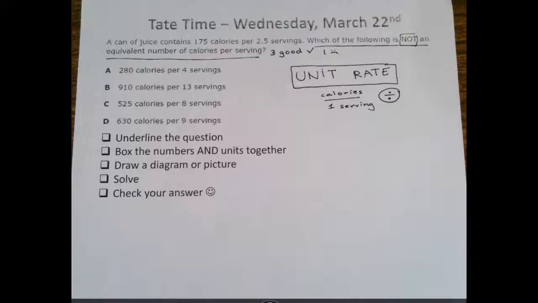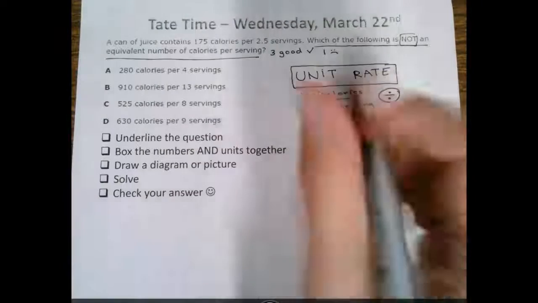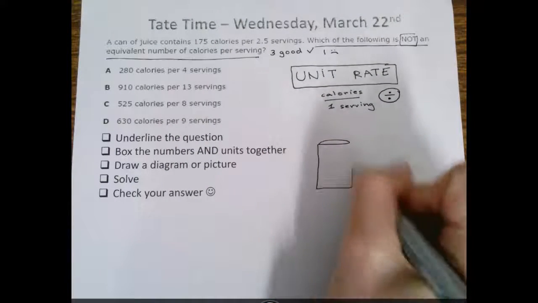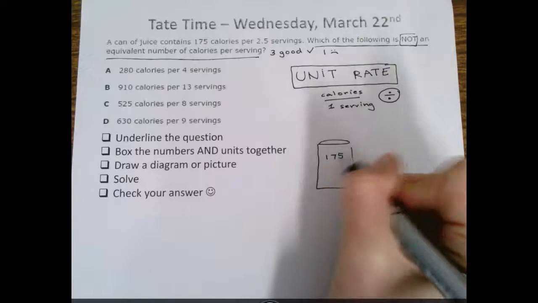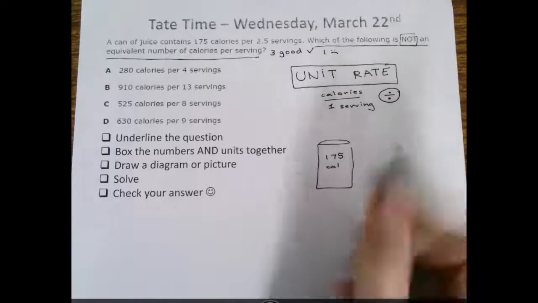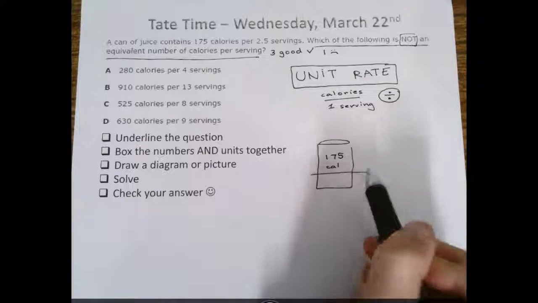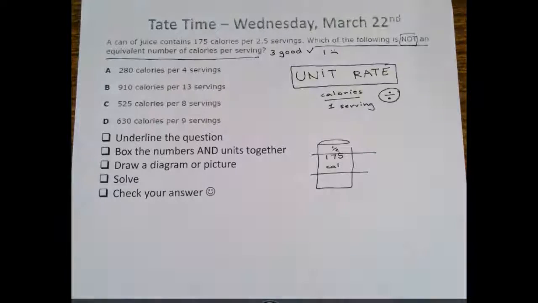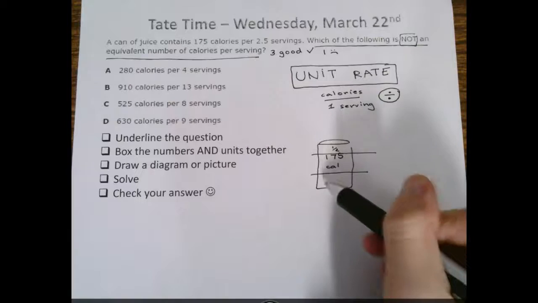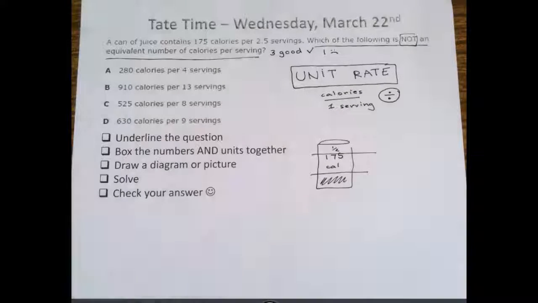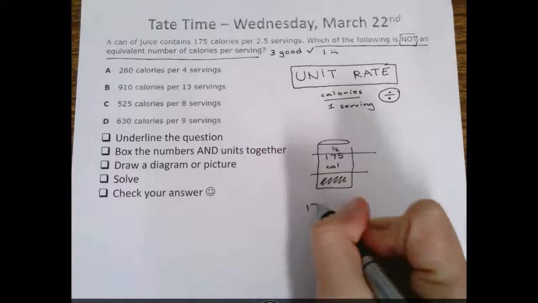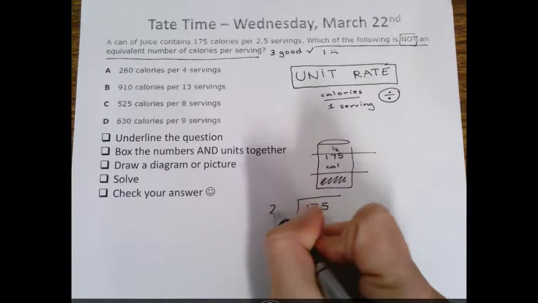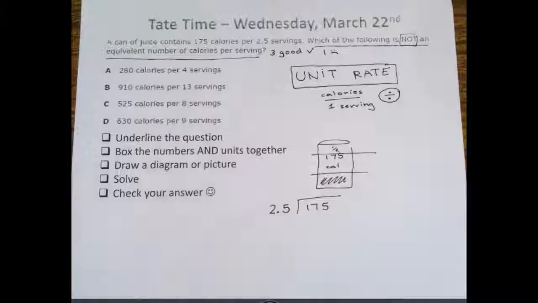We're trying to figure out our unit rate. So, we know that a can of juice, it's kind of like this big old can of juice, has 175 calories in it. But it also has 1 serving, 2 servings, and then a half of a serving. So we want to know how much is in just 1 serving of the juice. So what I want to do is 175, which is my total calories, and I'm dividing it by 2.5, or 2 5/10.